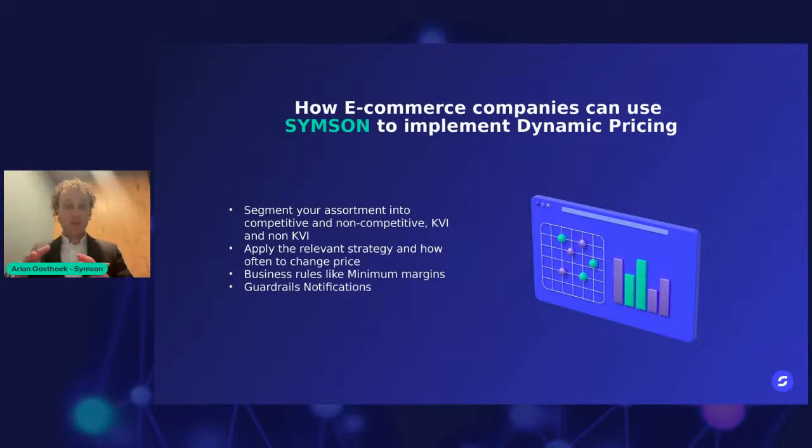So we often segment these products into key value items and non-key value items, and these products belong to a different pricing strategy. If you have a good product segmentation, you can apply the relevant strategy to those products and change the price. You can also include business rules like minimum margins, but also notifications to protect your margins and to keep the prices within a certain range.